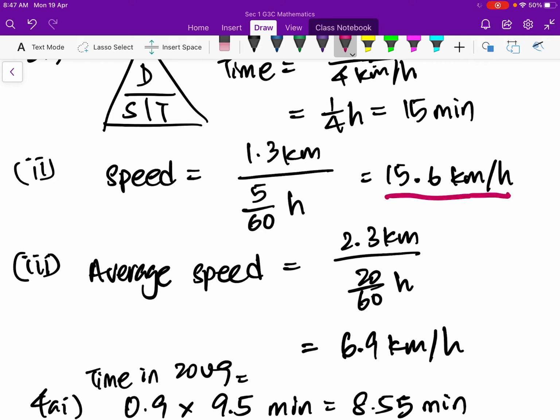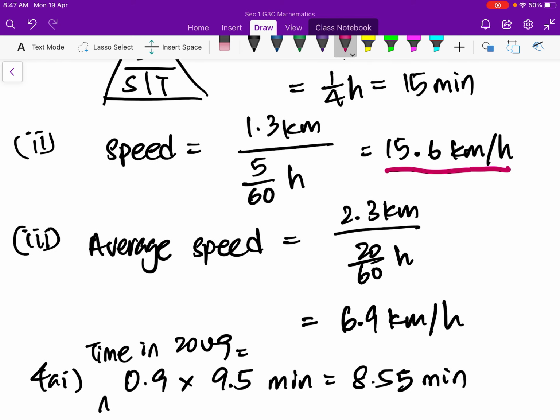And finally, average speed for the whole distance. Average speed, put a star. Total distance divided by total time. What is the total distance traveled? We've got 1 kilometer plus 1.3 kilometers. This is our 1 km plus 1.3 km.